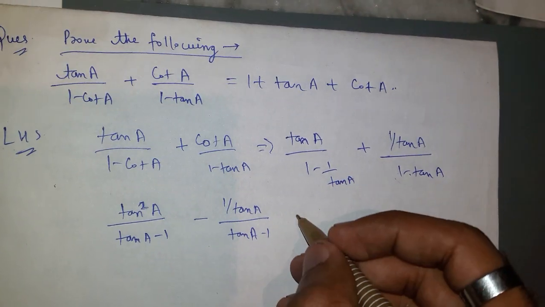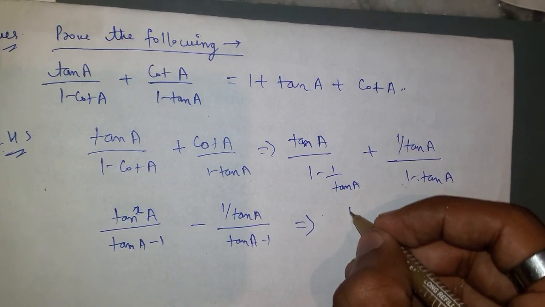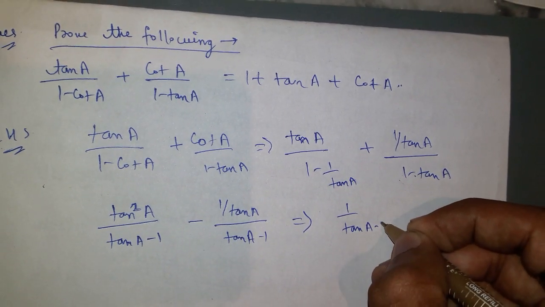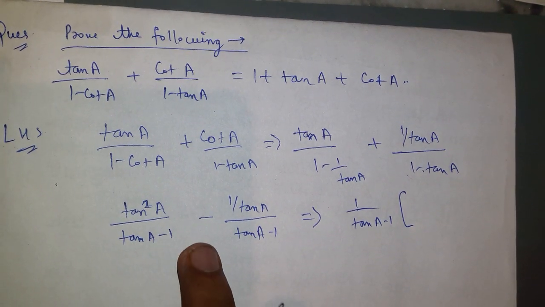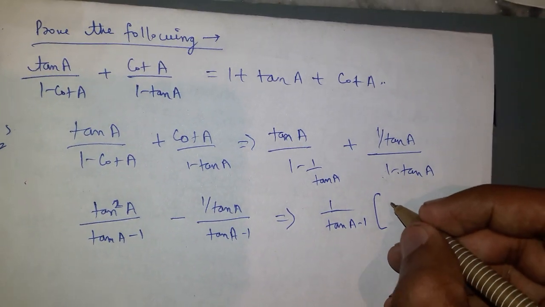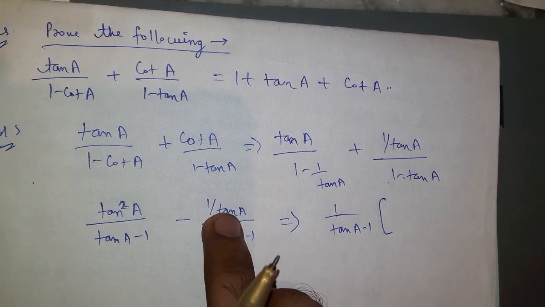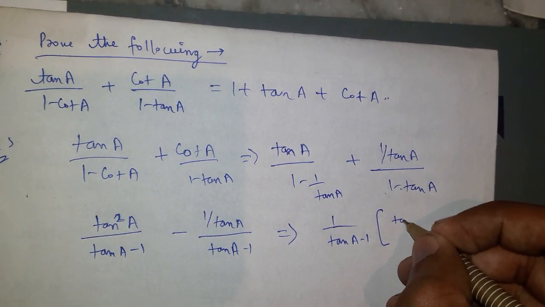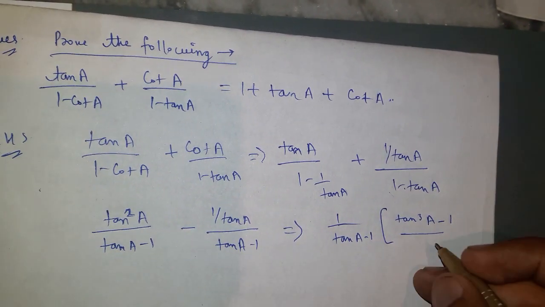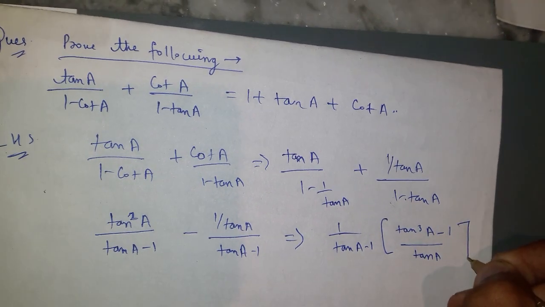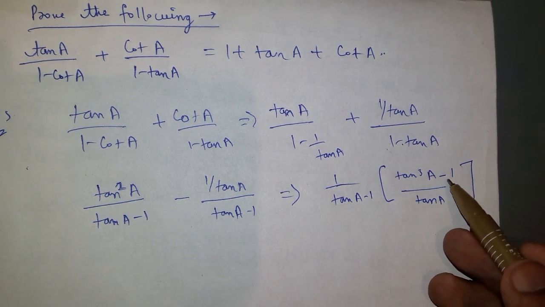Now we have to solve this expression further. From this we can take 1 upon tan A minus 1 as common. So 1 upon tan A minus 1 is taken common. Inside, we have tan square A minus 1 upon tan A. After taking the LCM, it becomes tan cube A minus 1 upon, and in the denominator we get tan A. Now we have to solve this further. Here we can see tan cube A minus 1.